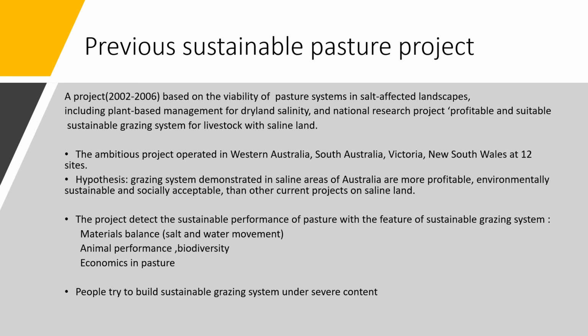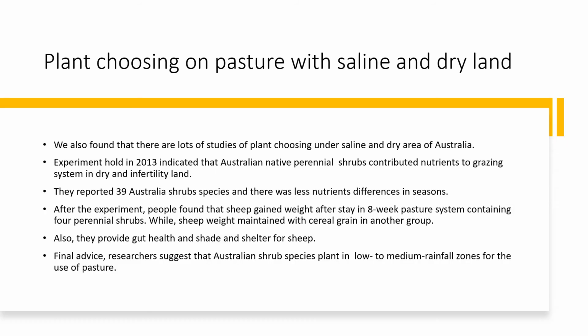After this experiment, people concluded that the sustainable grazing system on saline land is more suitable than other activities, and people also try to build a sustainable grazing system under severe conditions. After this experiment, people conducted a lot of plant choosing on pasture with saline land and dry land. We found that there are lots of studies of plant choosing.